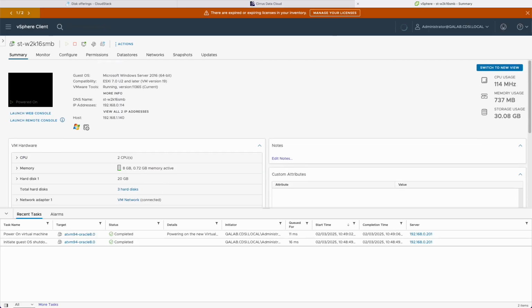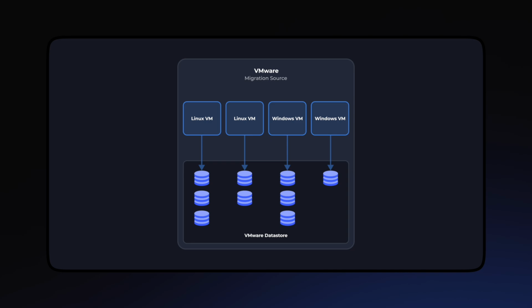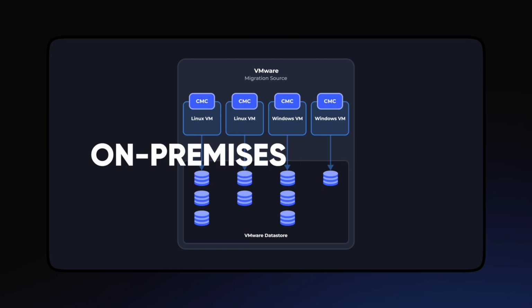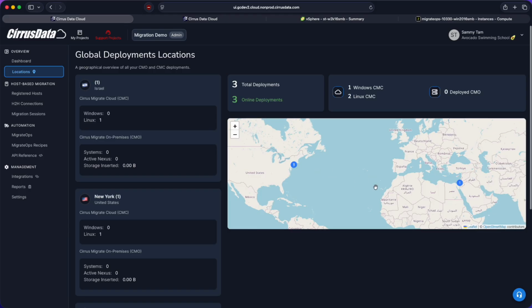Today, we will demonstrate migrating from VMware to Zadara. Let's walk through how CMC does it. First, we will deploy Cirrus Migrate Cloud on your Linux or Windows hosts. This host can be a physical server or a virtual machine from any hypervisor, no matter if it is on-premises or cloud. Our migration source can be any block storage. And you can even migrate across regions worldwide.